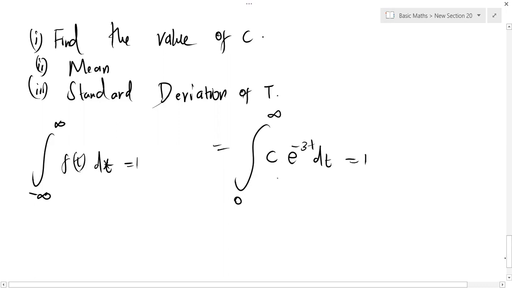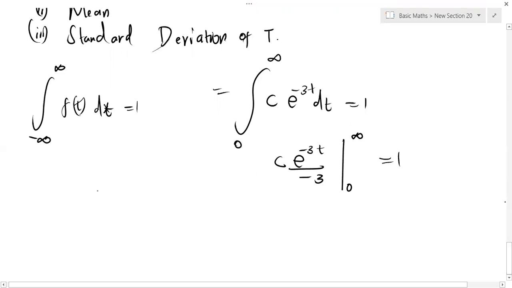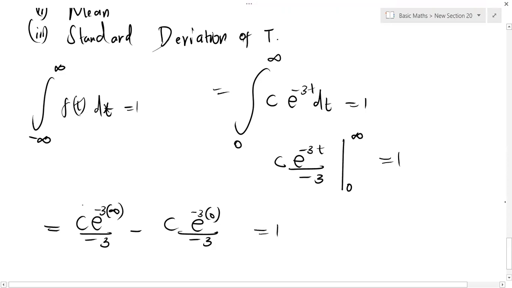So integrating this, what do we get? The integral of c exponential minus 3t will be c exponential minus 3t over minus 3, from 0 to infinity, which is supposed to be equal to 1. Replacing the values of infinity and 0, we'll have c exponential minus 3 infinity over minus 3, minus c exponential minus 3 into 0 over minus 3, equal to 1.